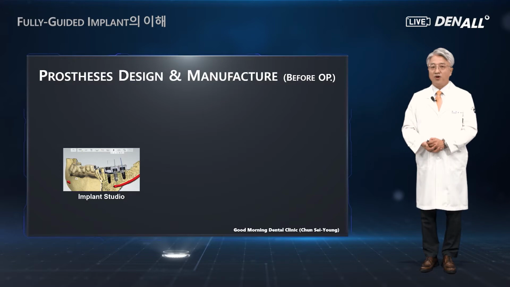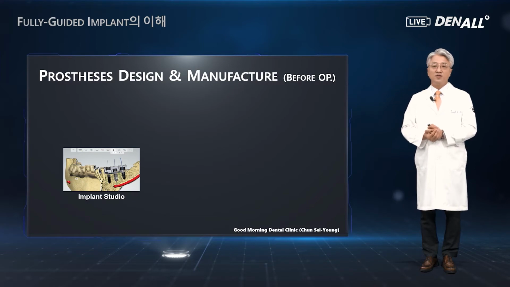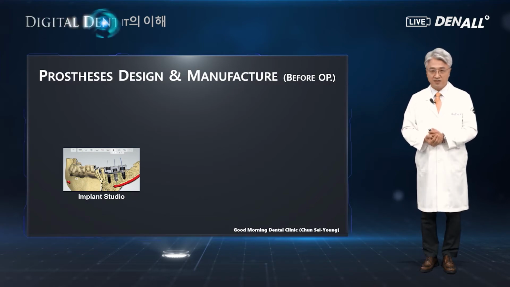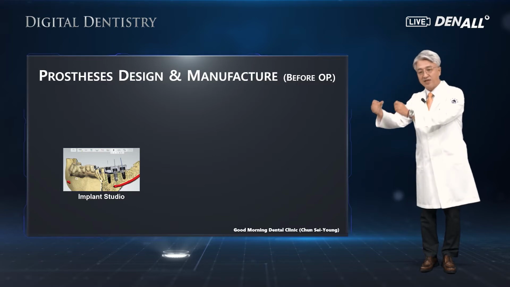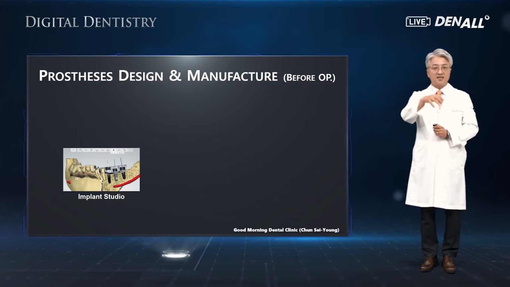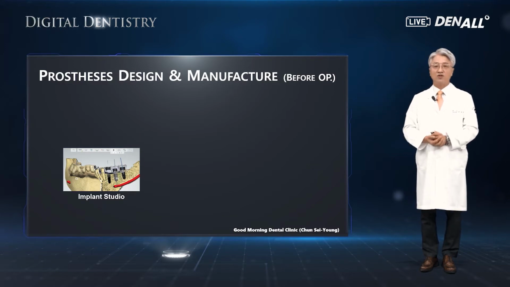In the fully guided implant, once implant fixture positions are determined, based on that fixtures, prosthesis can be prefabricated, as it is possible to place the fixtures later in patients. The prefabricated prosthesis will be set with good fitting. I will show you the process.